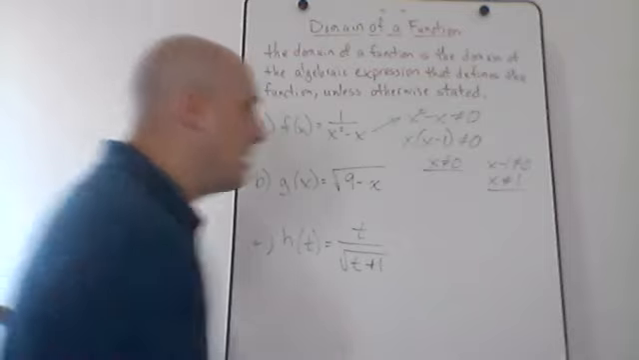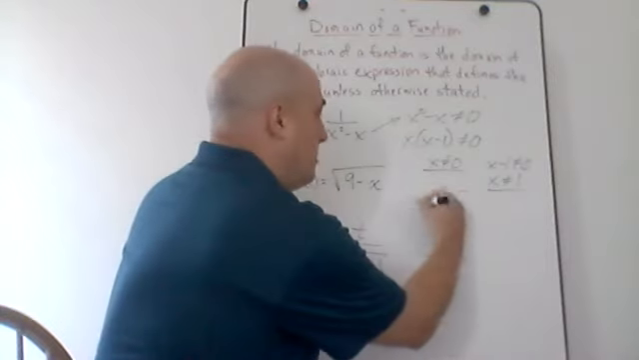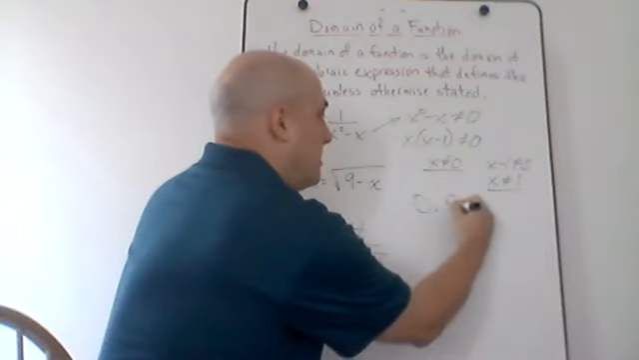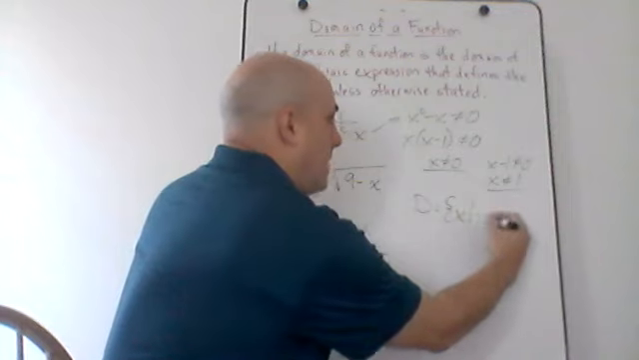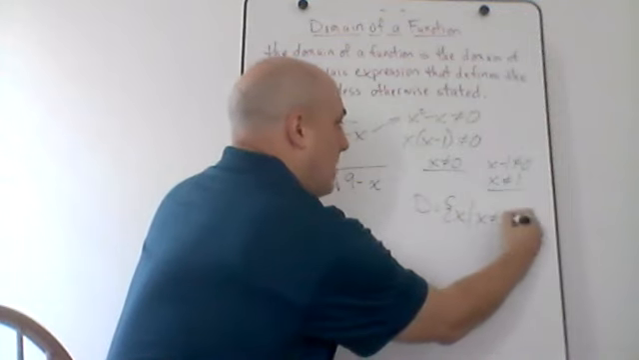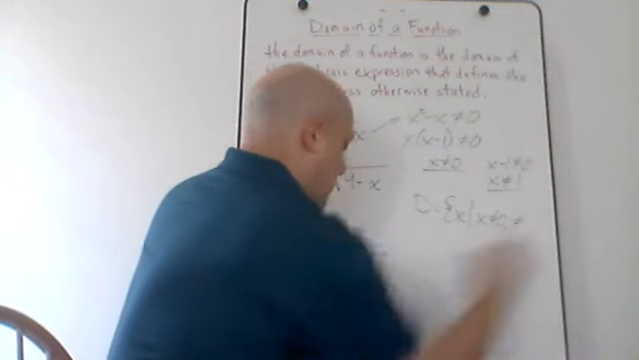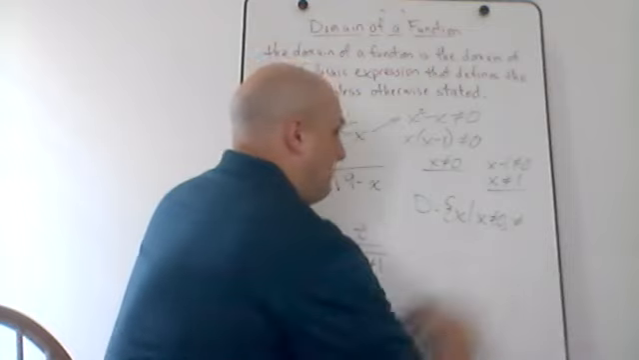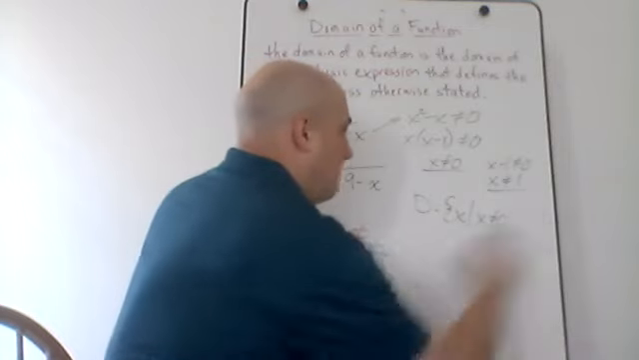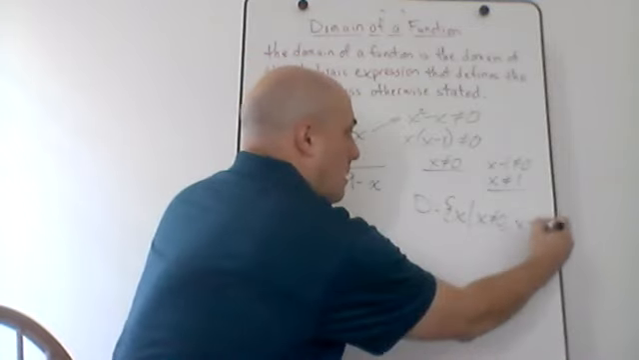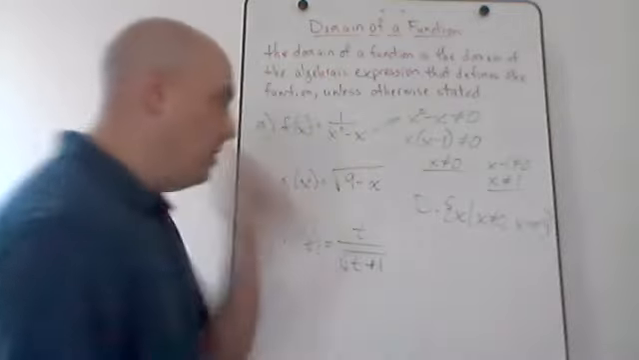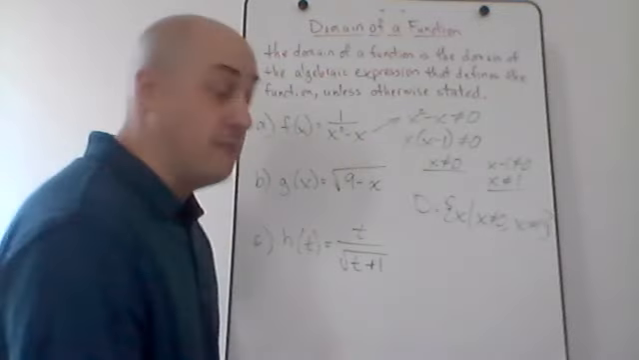All right, so there's a couple ways I can write this, right? I can say that the domain of the function is the set of all x values such that x is not equal to 0, x is not equal to 1. Right, so it's all the x values except for 0 and 1.